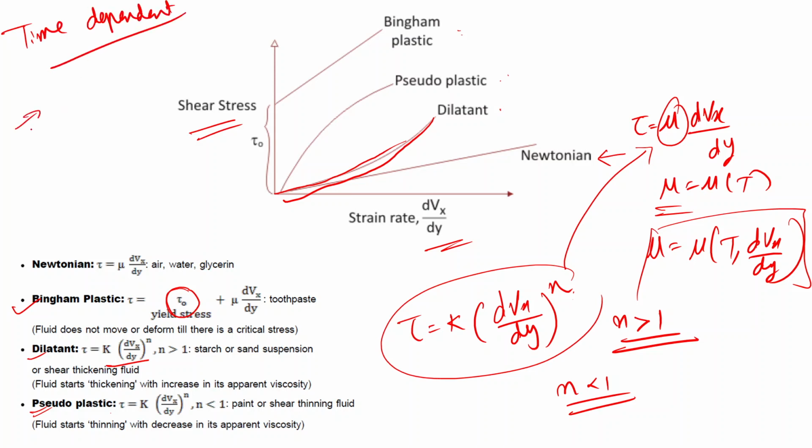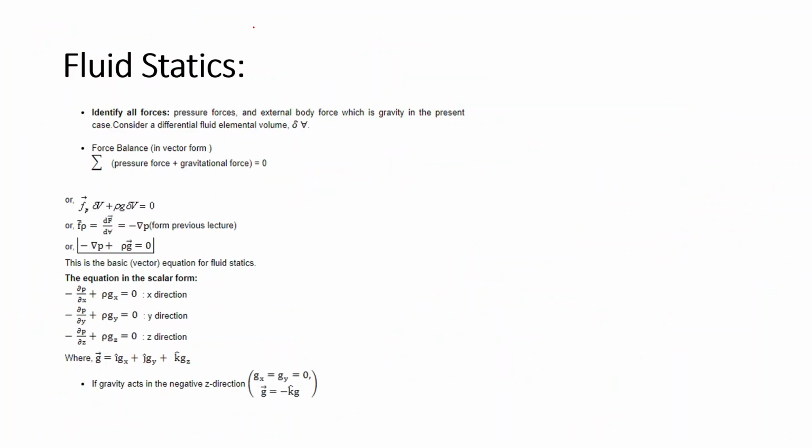So there are two kinds of time-dependent fluid. One is rheopectic and the other is thixotropic fluid. In this case, the viscosity or the strain rate will depend on the time for which the shear stress is applied. So until now, in the previous slides, we studied fluids and types of fluid.